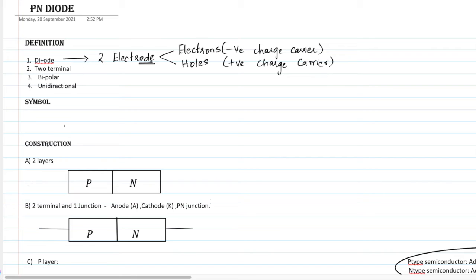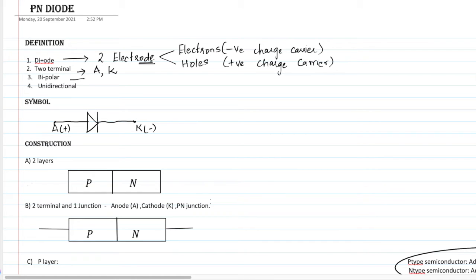And next is two terminal. So I'll draw the symbol of PN diode and I'll explain what are those two terminals from the symbol. So these are two terminals, A and K. That is, A represents anode, which is the positive terminal, and K represents cathode, which is the negative terminal. So one end is anode and another end is cathode. Those are the two terminals.